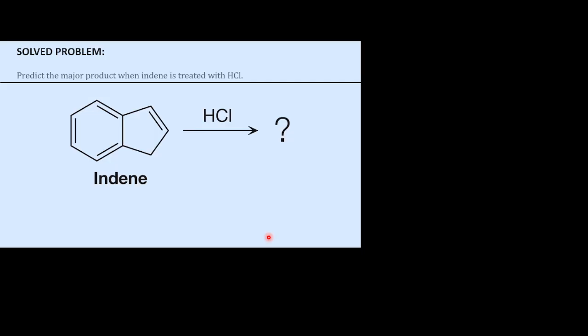Predict the major product when indene is treated with HCl. So what's going to be the major product for this? So make sure you commit. You got to commit to some answer, okay? I didn't know if you understood the material.